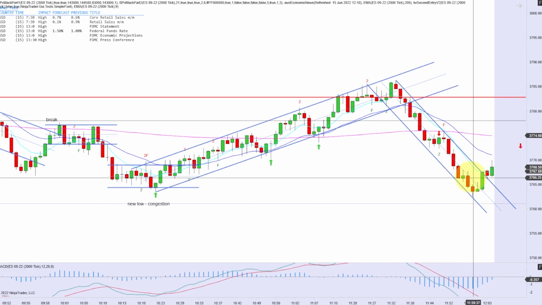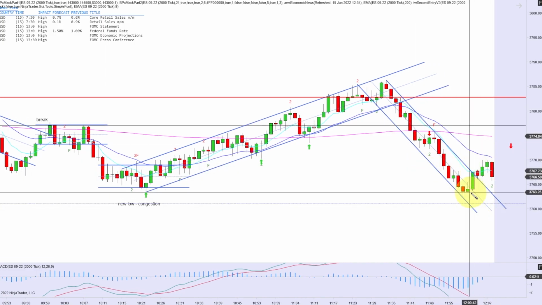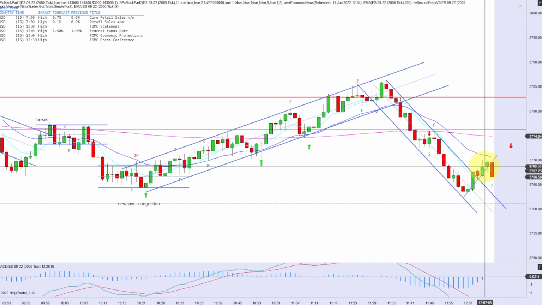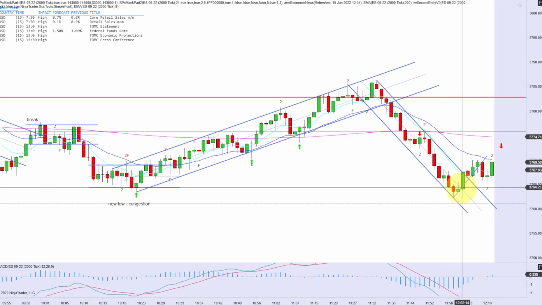Now we do have a channel at play here with a break, potentially looking for a new low. So I am looking to short. I don't have it drawn, but we do have a short-term uptrend moving up with the break now looking for a new high of the short-term trend. We have a new low here as prices come up.